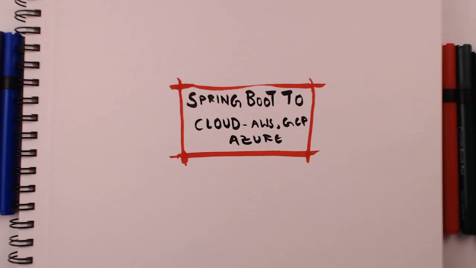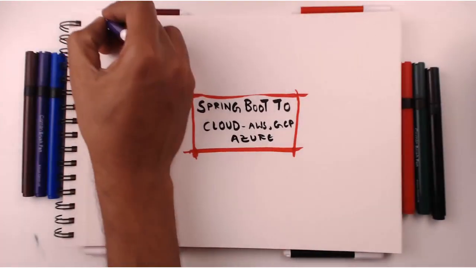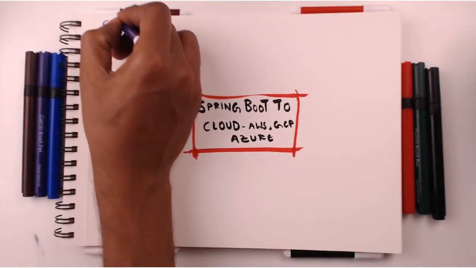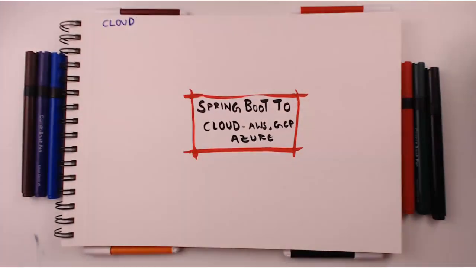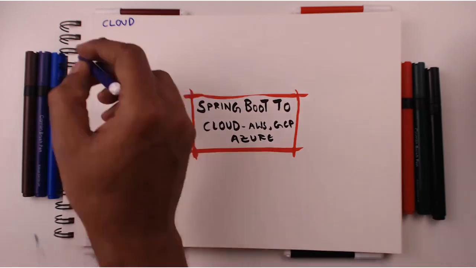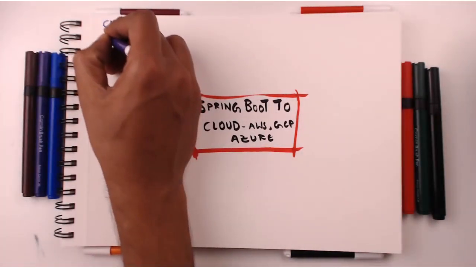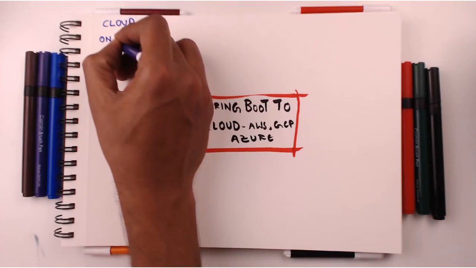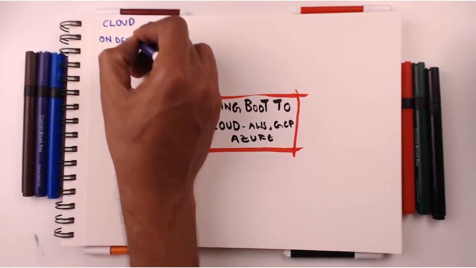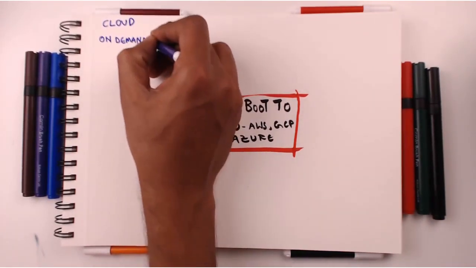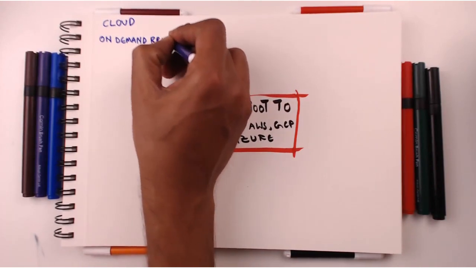Why do you want to use the cloud? Why do we need to use cloud? Today, we all know the most popular cloud platforms are AWS, GCP and Azure. Why do we go for the cloud? There are a few important reasons. The number one reason is on-demand resource provisioning. So I'll call this on-demand provisioning of resources.